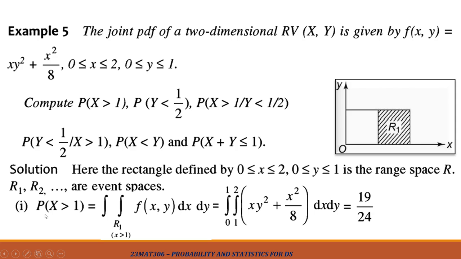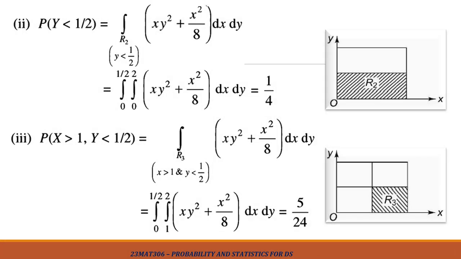But in the first problem, they are asking about the probability of x greater than or equal to 1. In general, x lies between 0 and 2, but in the first question we have to calculate for x greater than 1. So the integration is changed to 1 to 2. And we don't need to bother about the y value, so we take the whole y limit as 0 to 1. Finally, integrating this function, we get the answer 19 by 24.